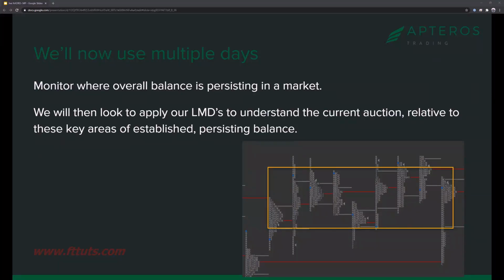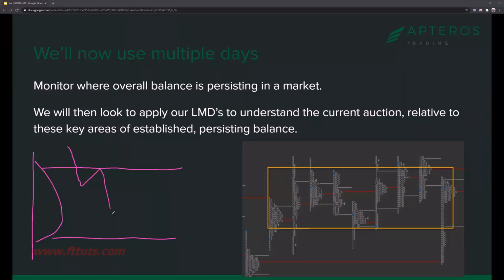So we're now going to use multiple days. Where is balance persisting in a market across time? Then we'll look to apply all our examples so far of, here's law of market dynamic 2 or 3. You've probably had in your head, oh, that's yesterday's profile, and that's today's price action. But the way we're mostly going to look to use this stuff is when I drew that second law of traversing an area, the way I want you to begin to see, when I draw that, that's a CVA. That's a multi-day balance, and this is a day coming in and holding back inside and going to the other side.